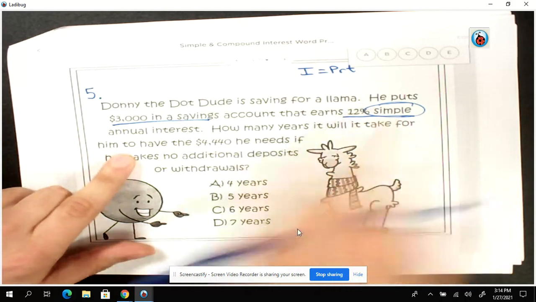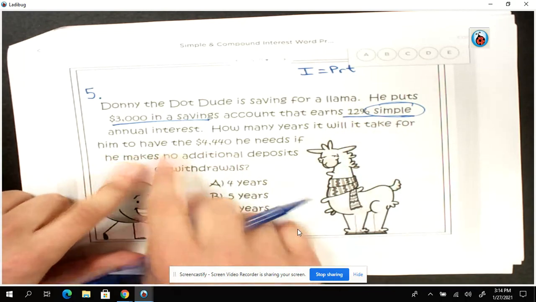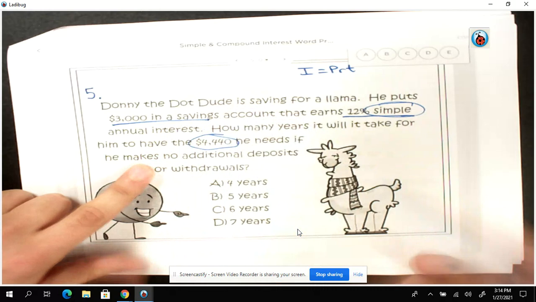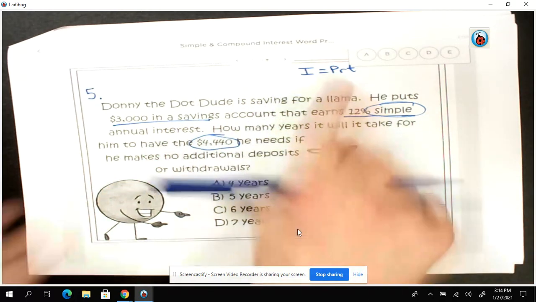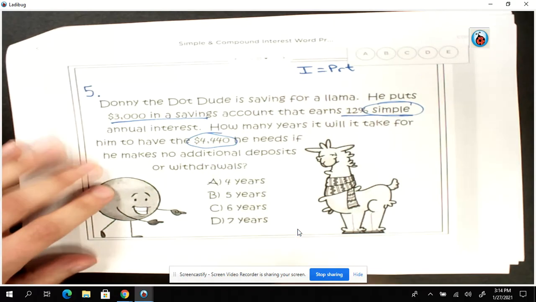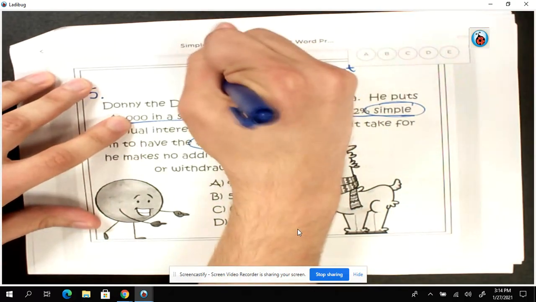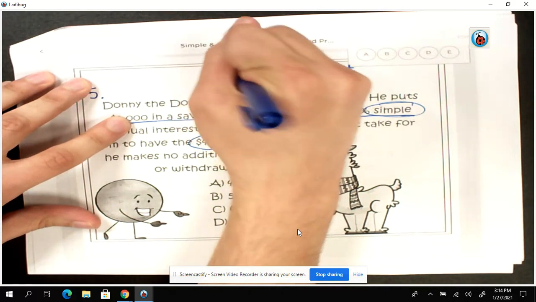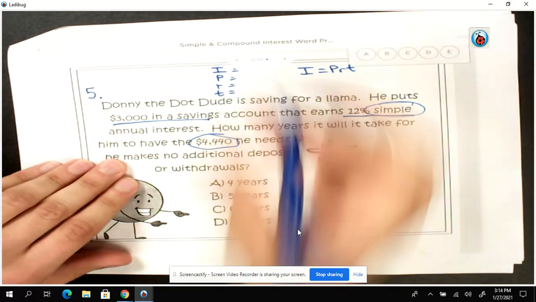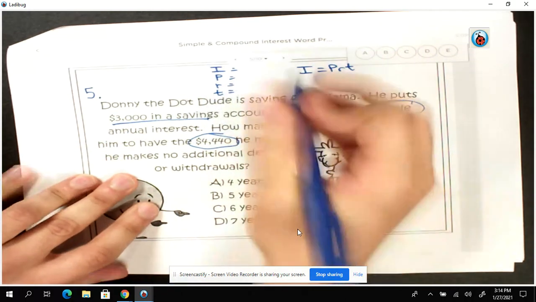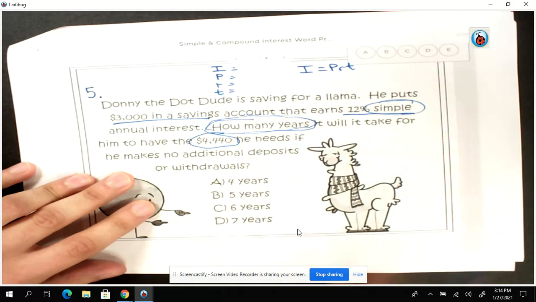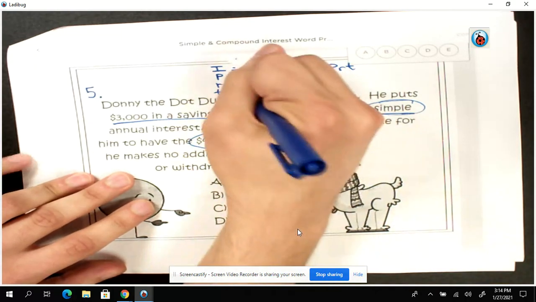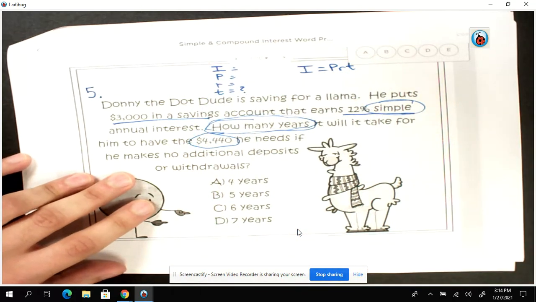How many years will it take for him to have a total of $4,440 if he makes no additional deposits or withdrawals? Okay, so first step, set up I equals PRT. We need to identify our I, P, R, and T. What's the question asking? How many years? So that means there's going to be a question mark on our T. Now we need to fill in everything else.